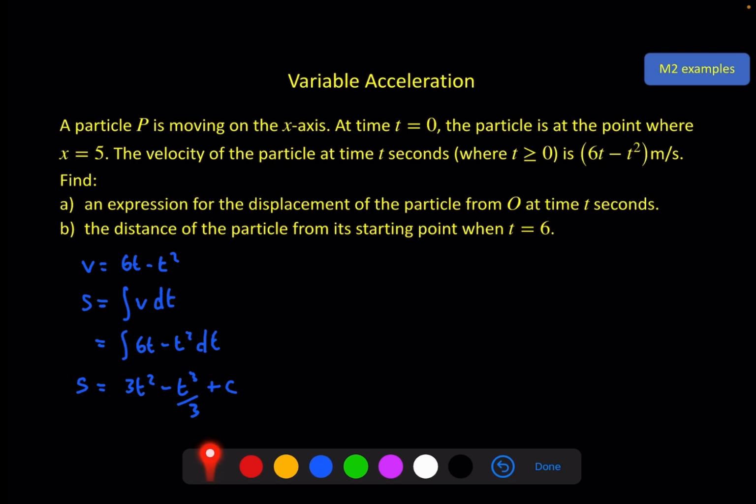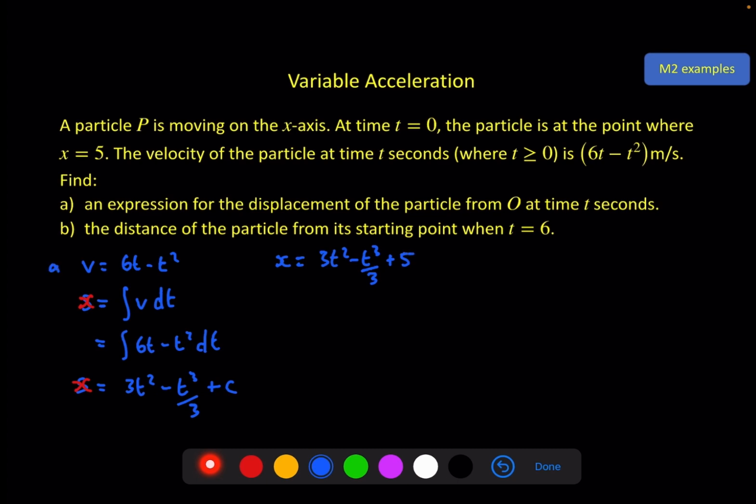Then we go back to our boundary conditions. At time t equals 0, x is equal to 5. Okay, I've been using s instead of x. Let's change that to match the question. So x is 5 when t is 0. Well, when t is 0, this is 0 and this is 0. So it's just c equals 5. So my final expression for the displacement is 3t squared minus t cubed over 3 plus 5.